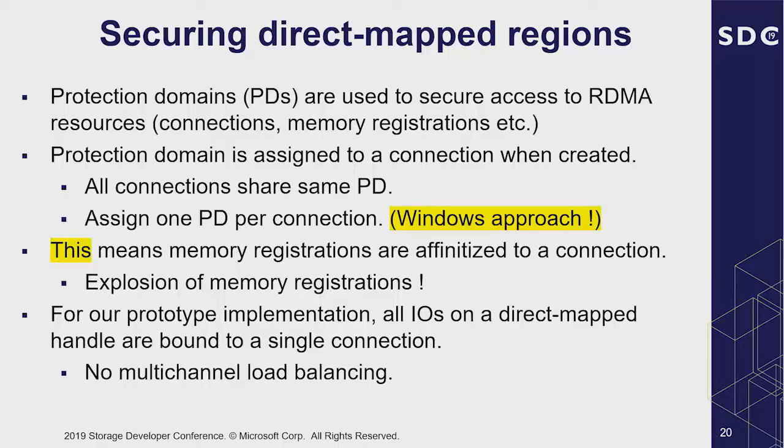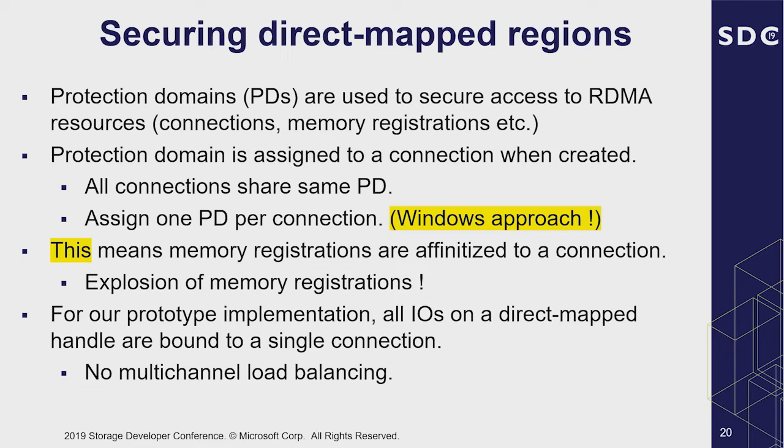Now, coming back to protecting this mapping. So you want to make sure that only the appropriate people have access to this mapping. So the way RDMA does this is using what I call protection domains. So you create a protection domain, and then for every other RDMA object you create, you associate it with the protection domain, or the PD. So connections, memory registrations, all these are tied to a PD.